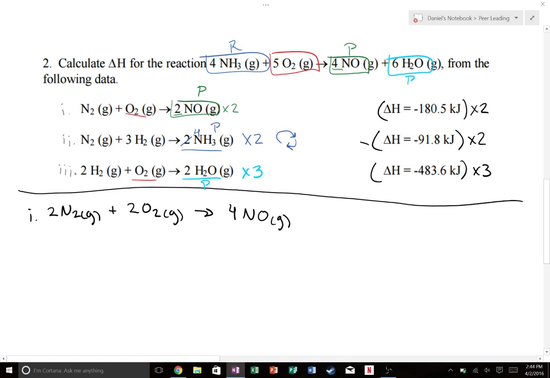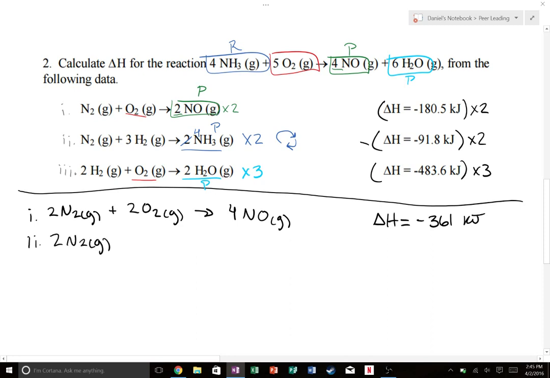Right? And the delta H, let's go ahead and do that math right now. So negative 180.5 times 2 is 361. So we're going to go ahead and write negative 361 kilojoules. Right? So now reaction 2, and we see that we're multiplying this one by 2, so 2N2 gas.